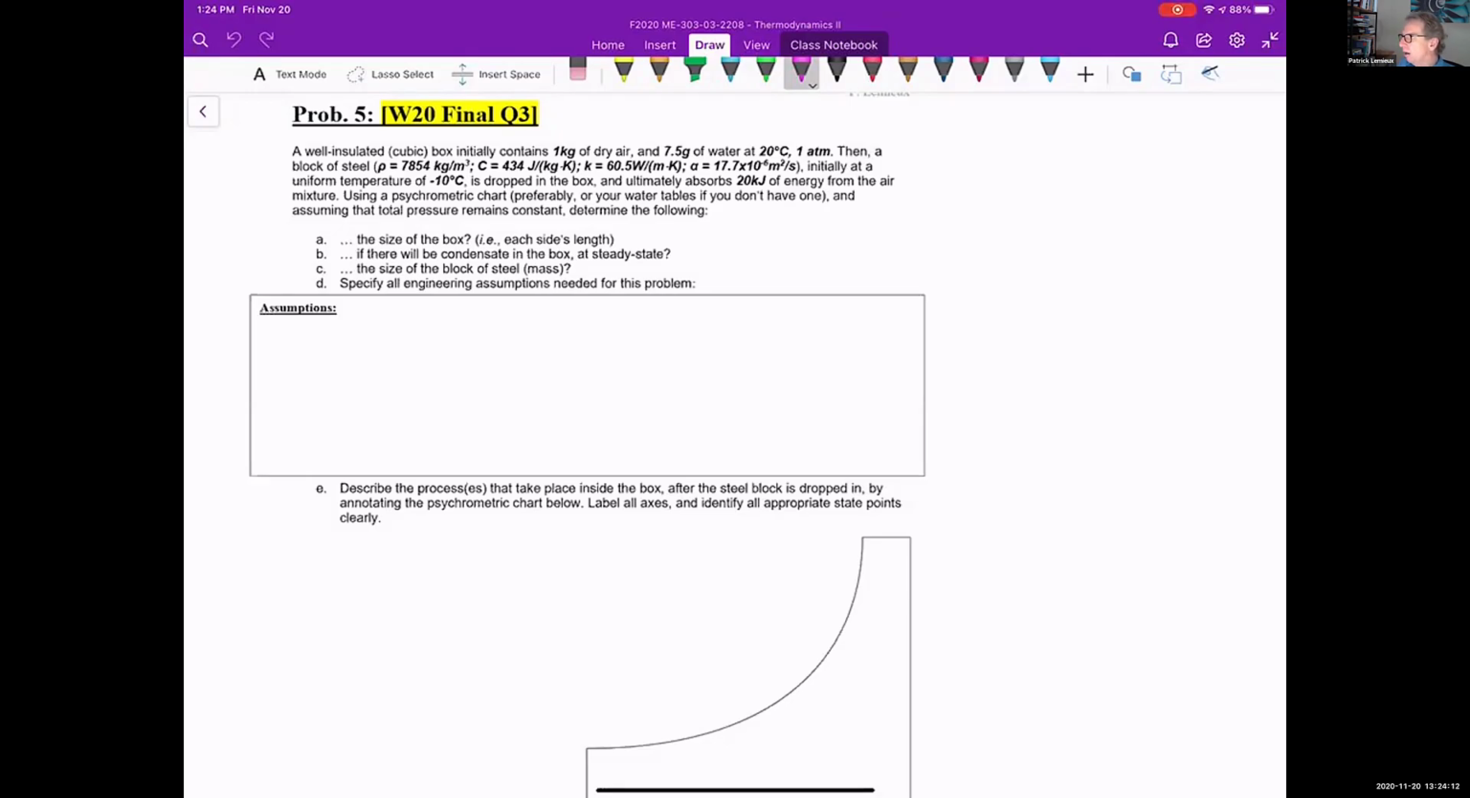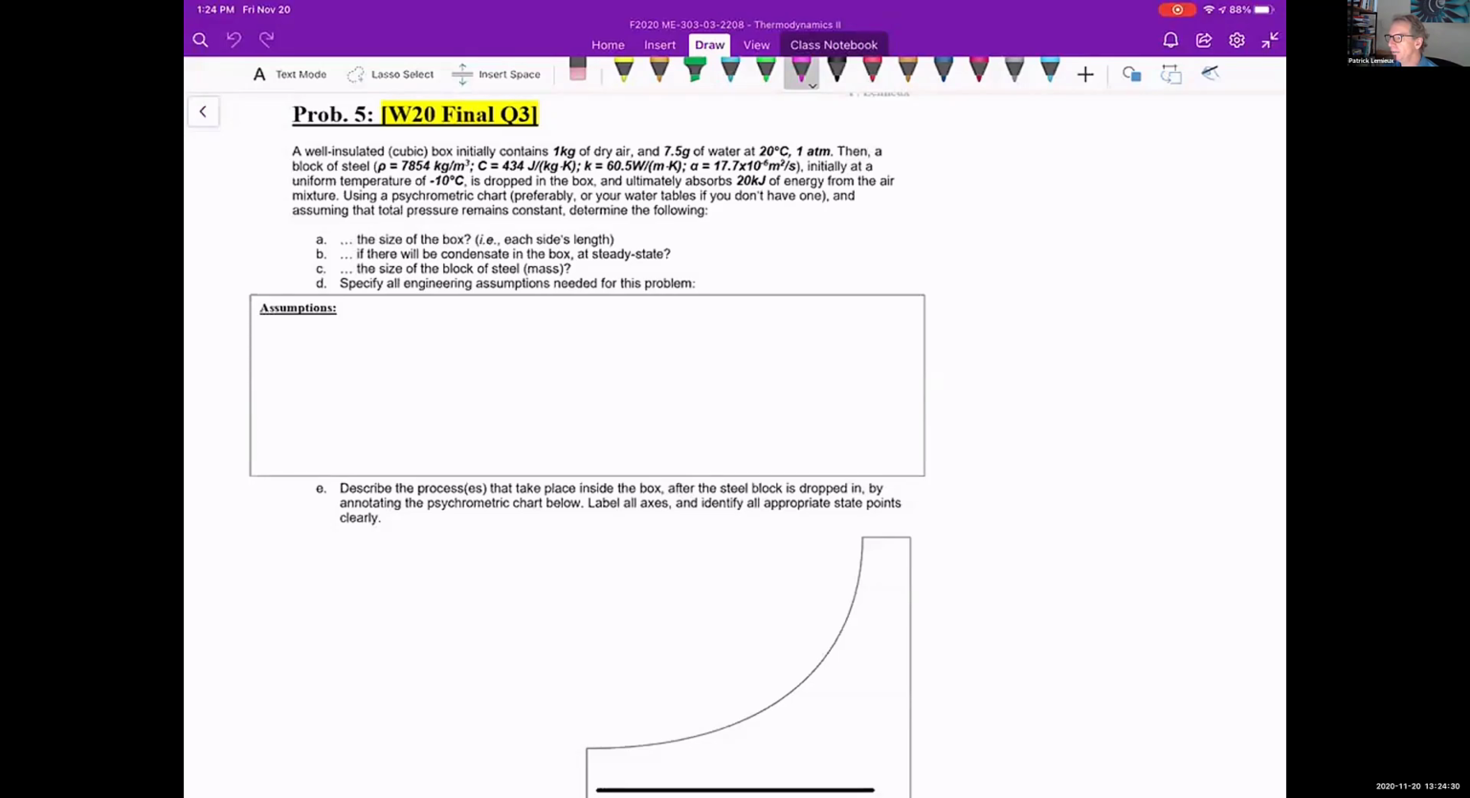What's the size of the cube of steel that you dropped in? By size, I mean the mass. Of course, with the density, you could tell me what volume it is as well, but I'm just specifically interested in the mass.